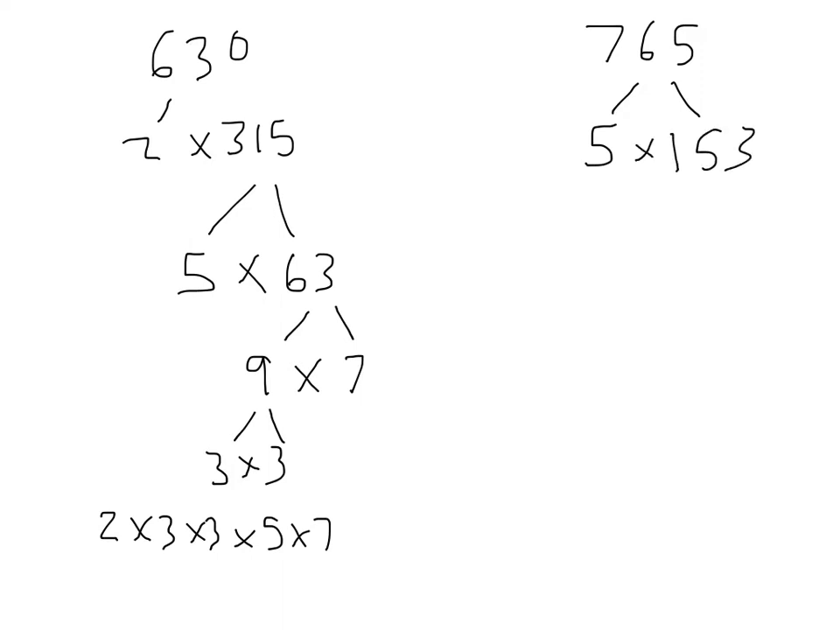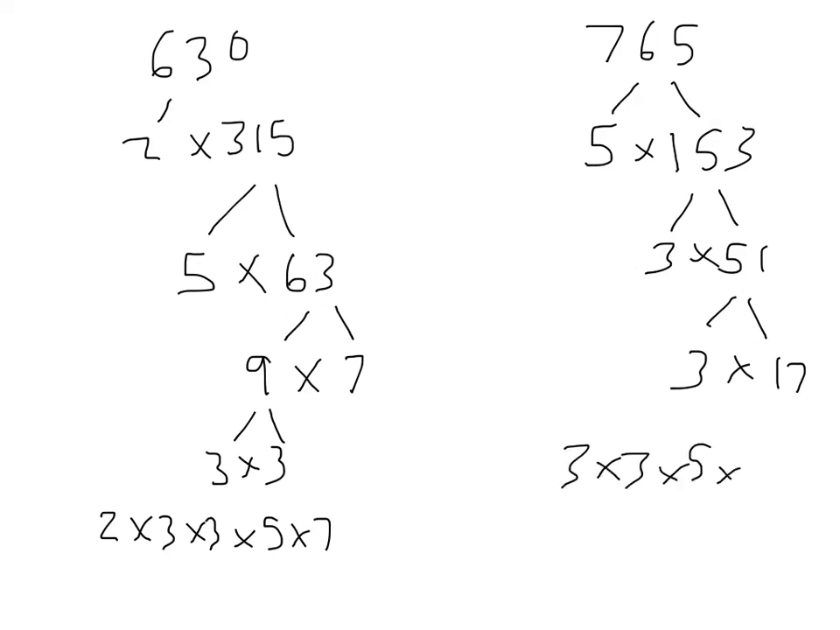Now, 153. What number do you think might go into there? I'm going to try 3. I think 3 is going to work. Because 3 times 50 would be 150, so that makes me think 3 times 51 is going to do that. So that works. If you don't know, try 2. That doesn't work, try 3. See what you get. For 51, I know 2 is not going to work because it's an odd number, so I'll try 3. I put it in my calculator. It comes out 3 times 17. All of these numbers are now prime. 3, 3, 5, and 17. 3 times 3 times 5 times 17.